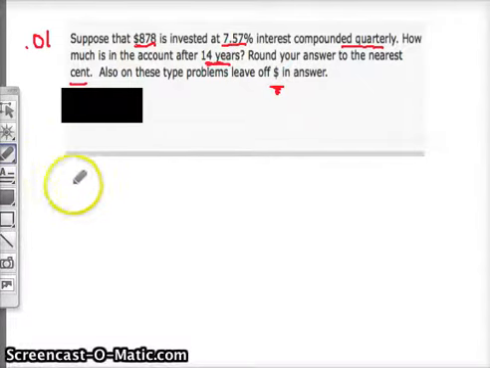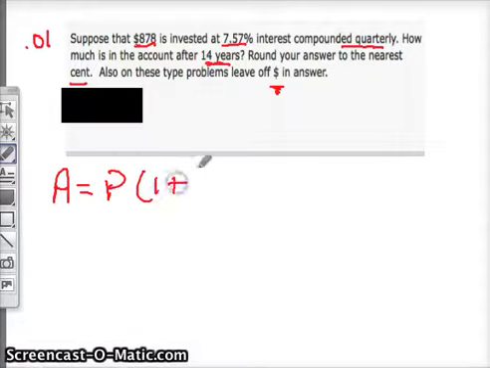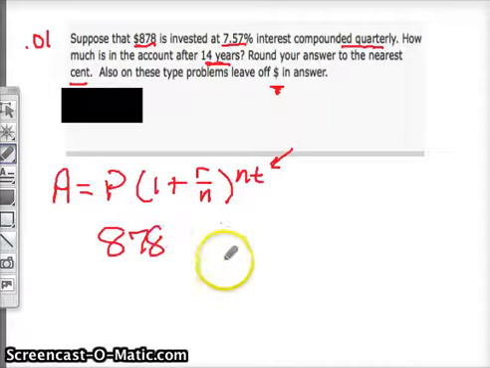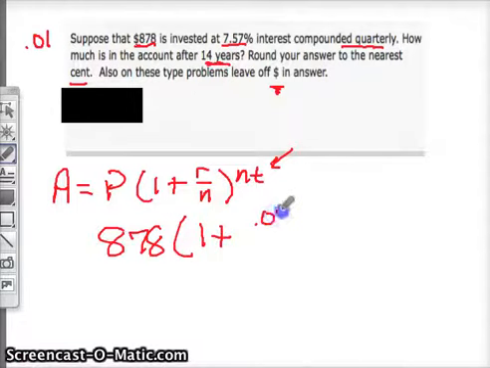All right, well, we know that this is compound interest, so you're going to go A, the amount, is equal to P, the principal, times (1 plus r over n) to the nt. Now remember, both of those variables are in the power position. All right, let's plug in what we know. First of all, we have $878. Next, we have the interest rate. Remember, it's always as a decimal if you've been reading properly and looking at my videos.